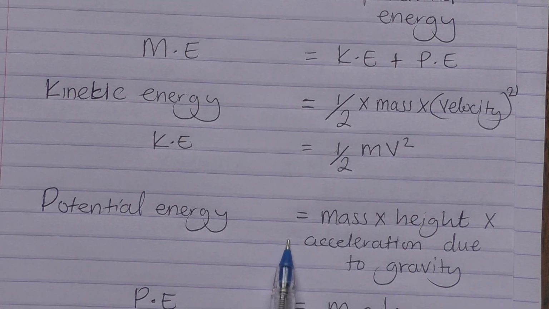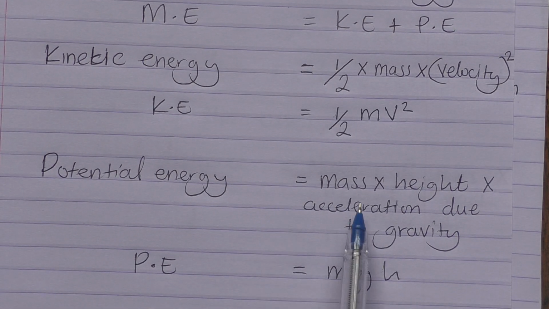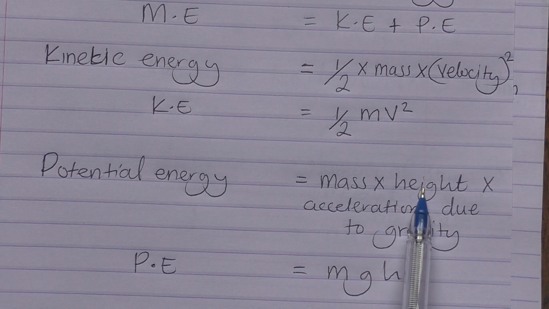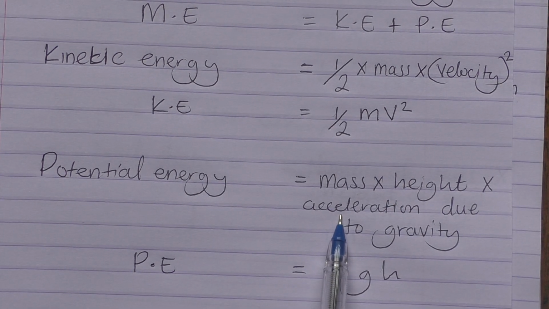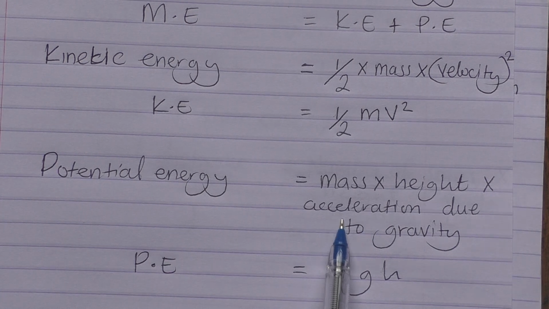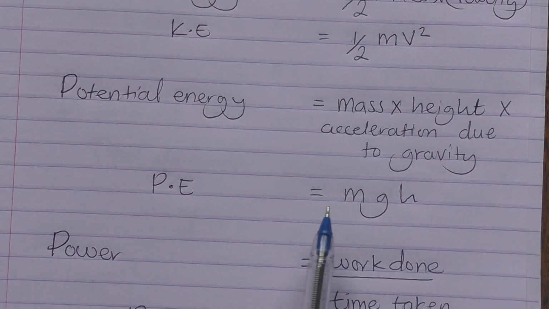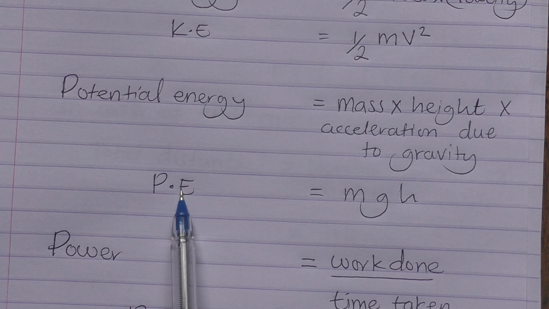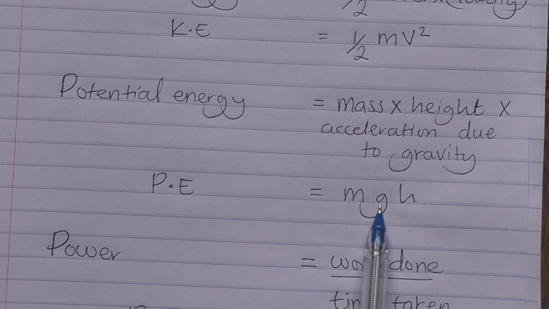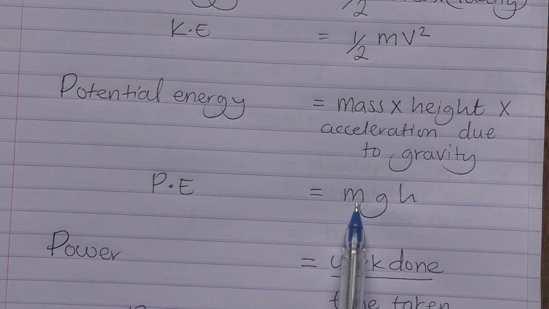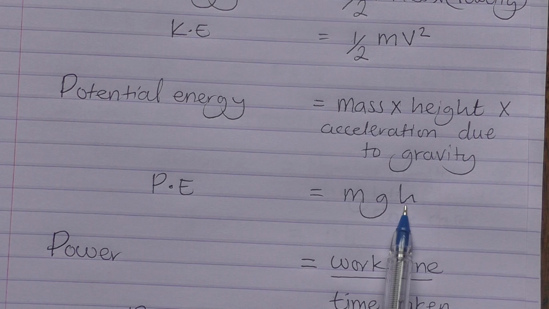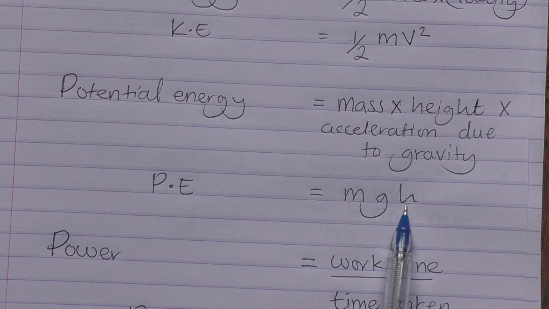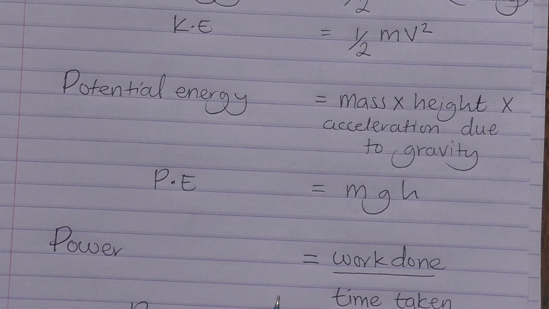Whereas potential energy is given as the mass times the height above the ground or the Earth's surface times the acceleration due to gravity. And therefore, we get the formula as the potential energy equals mgh, where m is the mass of the body, g is acceleration due to gravity, and h is the body's height above the Earth's surface.